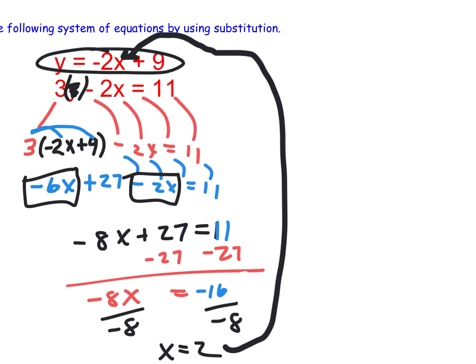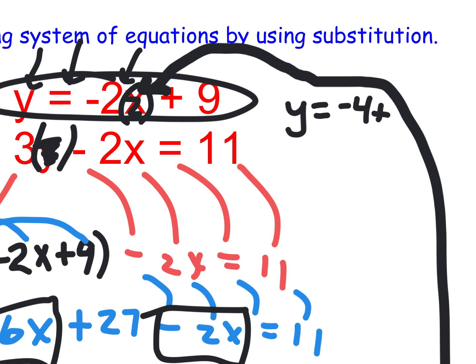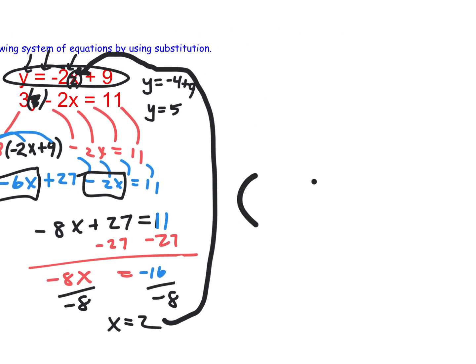So now I put the 2 for the x. X is 2. And that'll tell you what y is. It says y equals, and that's negative 4 plus 9. Plus 9. And now I got y equals 5. The final step is to put it in a point.